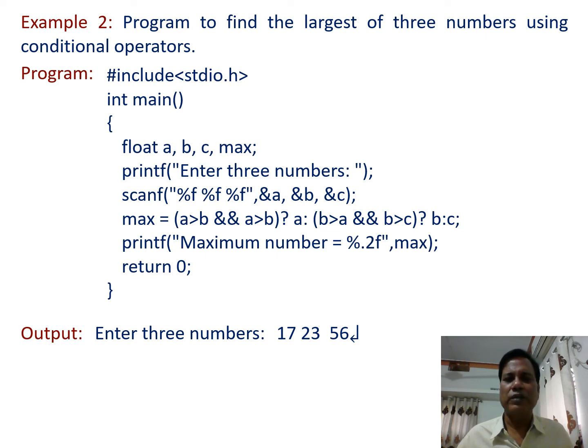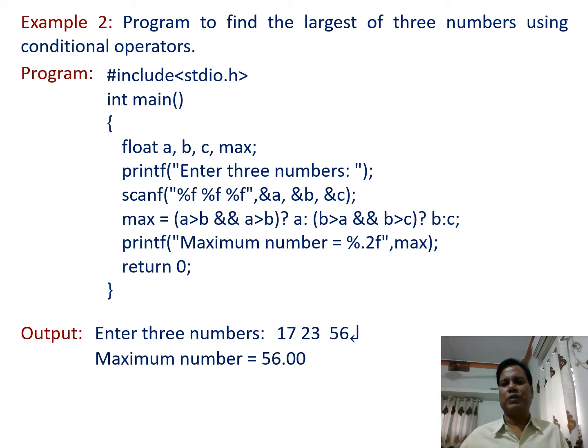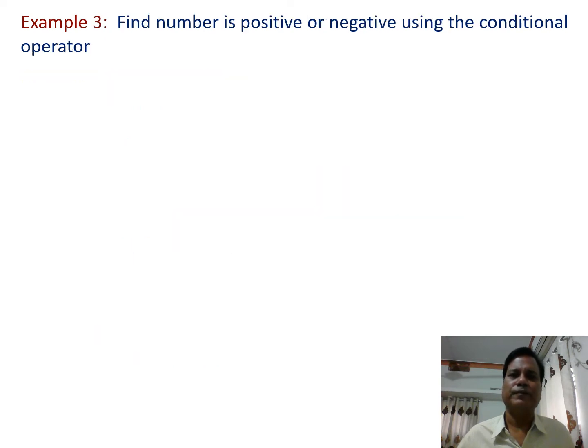Using the printf statement, this value gets printed. So the output we will get is: maximum number = 56.00. The 0.00 is due to %.2f, which prints 2 digits after the decimal point. Then in example number 3, we find whether a number is positive or negative using the conditional operator.